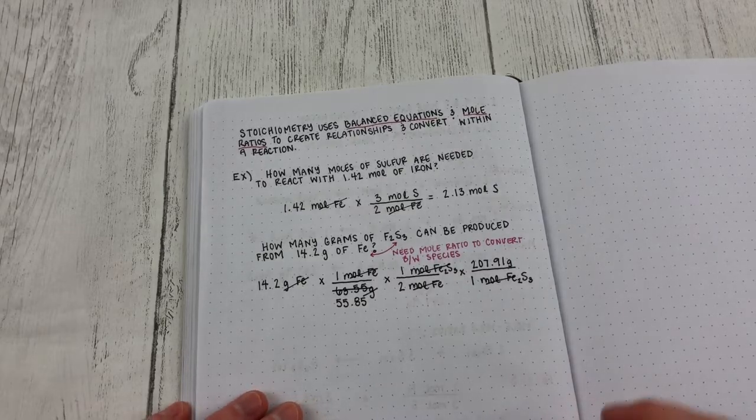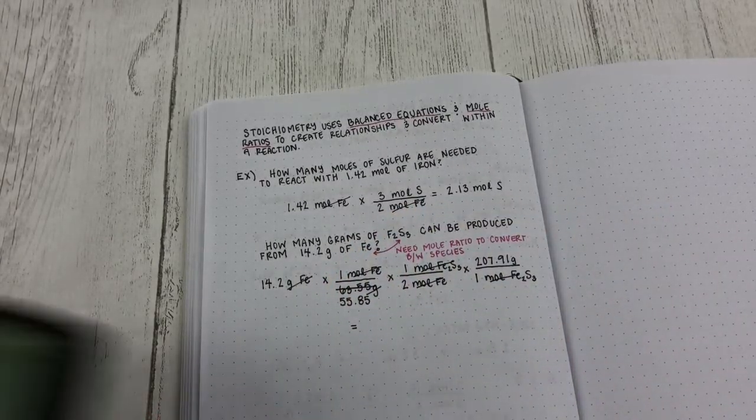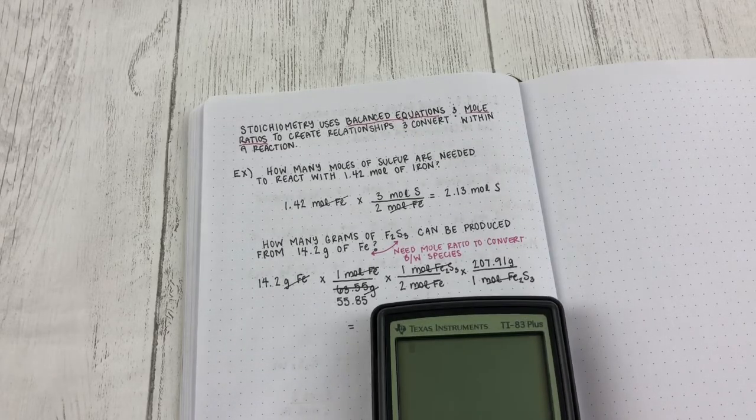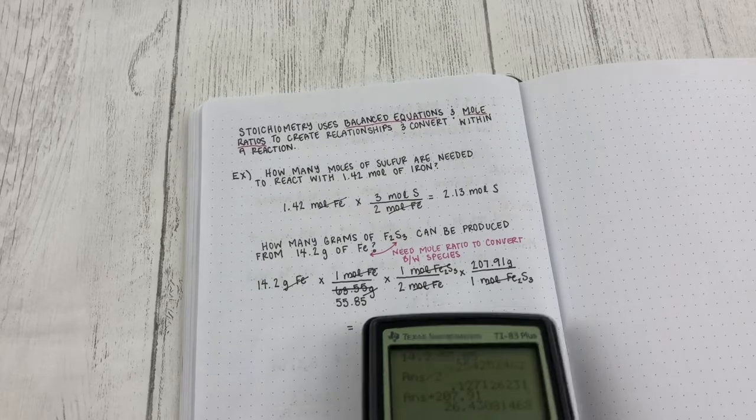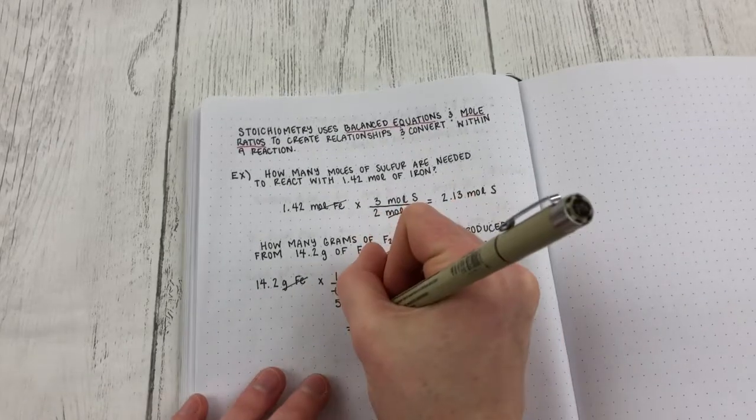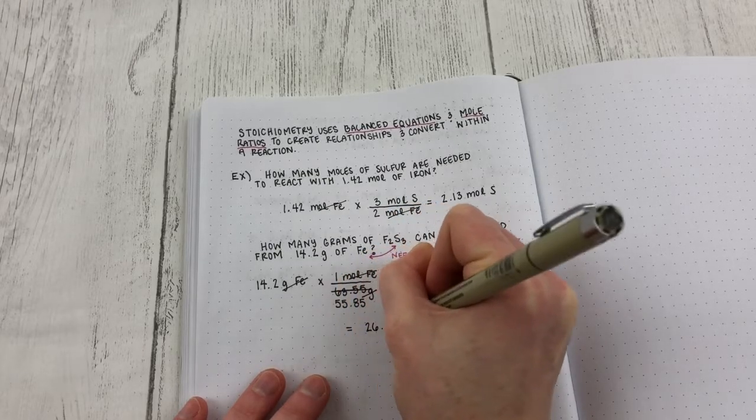So we're going to take 14.2, divide by 55.85. Divide by 2. And multiply by 207.91. And I get 26.4 grams of iron sulfide.